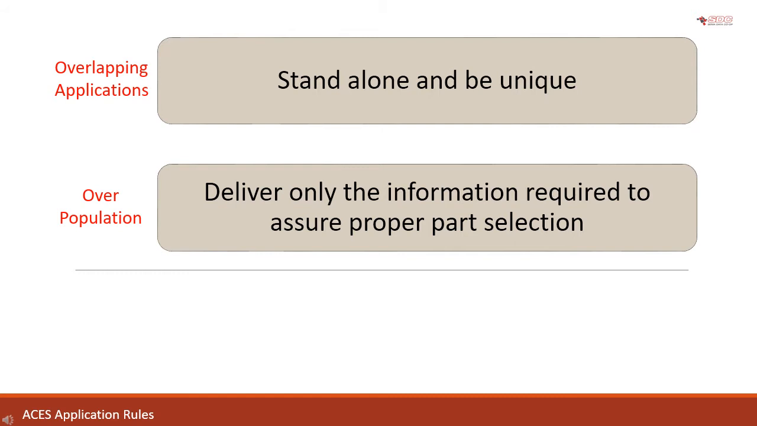ACES is designed to use the fewest amounts of details for each part number. So think of it as like a consumer that would be clicking through a drill down. We want to make sure that they don't have to go through too many keystrokes and answer too many questions that may or may not affect what part they're going to end up with at the end of the order. When too many irrelevant questions are asked, then they're going to leave. So we want to avoid overpopulation in vehicle configurations, and we want to make sure that we're delivering only the information that's required to assure that proper part selection.